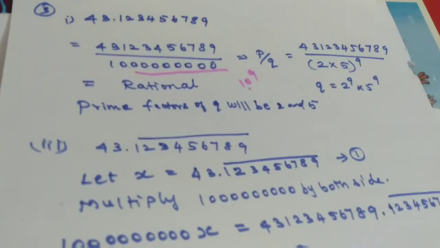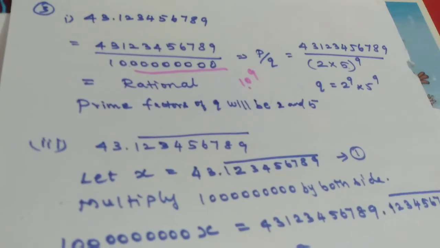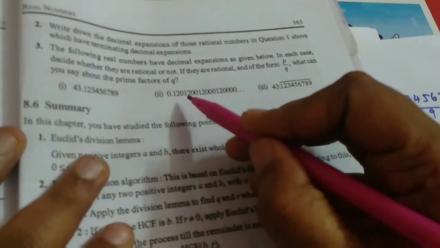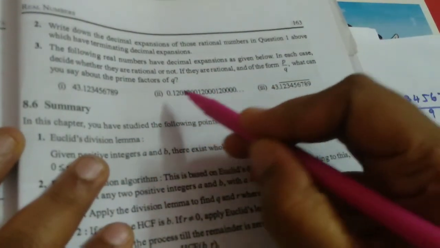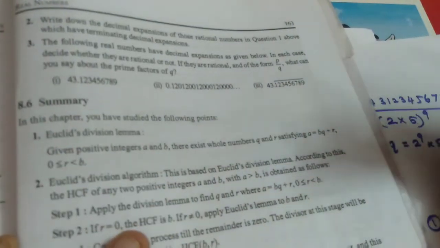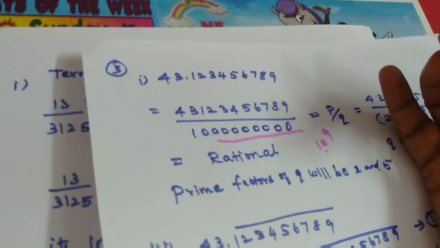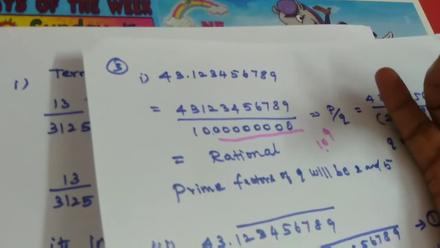Next, the second question, they have given a non-terminating and non-repeating number. See the question, you can understand easily. 0.120..., it is not terminating, and non-recurring also; it is not repeated anywhere. So it is not a rational number, it is an irrational number. For an irrational number, we do not even think about P by Q format.